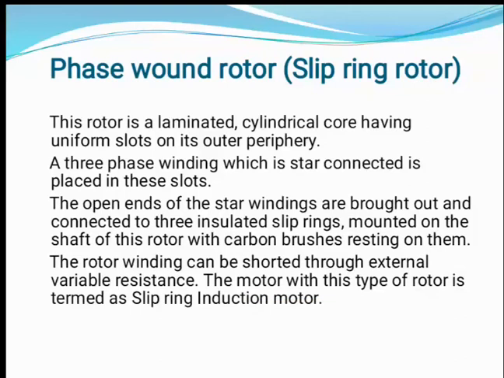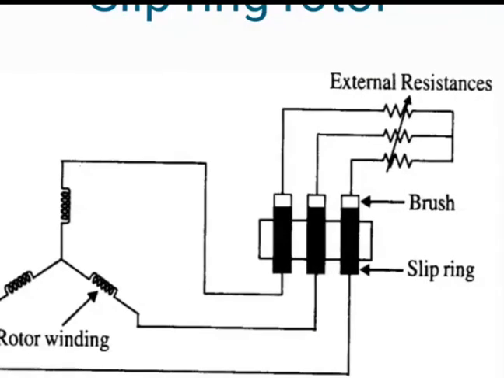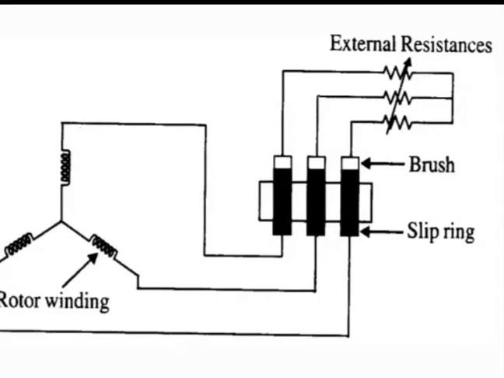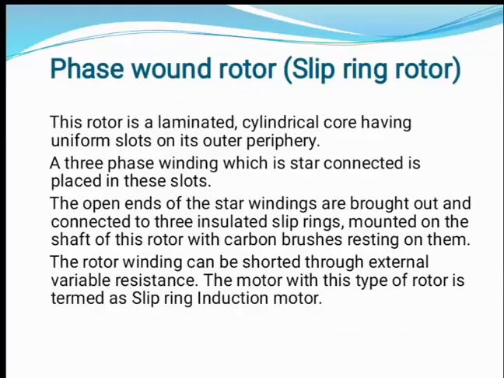Let us glance at what we mean by the phase wound rotor or slip ring rotor. This type of rotor is a laminated cylindrical core having uniform slots on its outer periphery. A three-phase star connected winding is placed in these slots. The open ends of the star winding are brought out and connected to three insulated slip rings, as shown in the diagram. You can see here, this is the brush part and these are the slip rings, and external resistance can be added here. These are the rotor windings of the slip ring rotor.